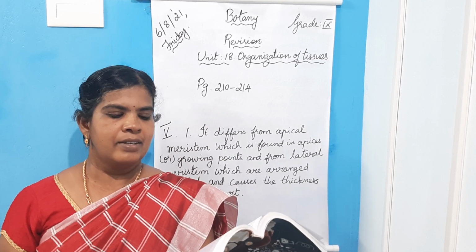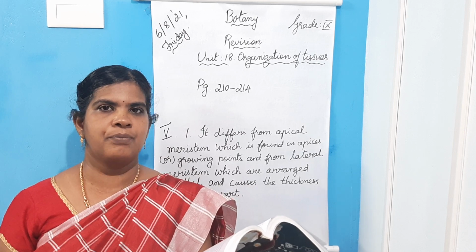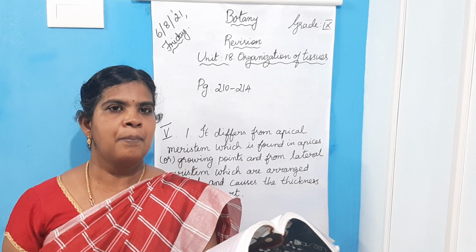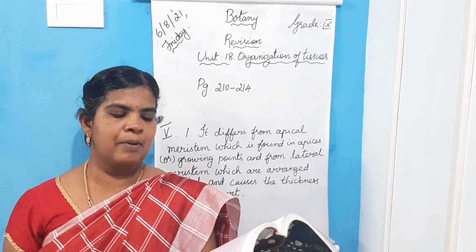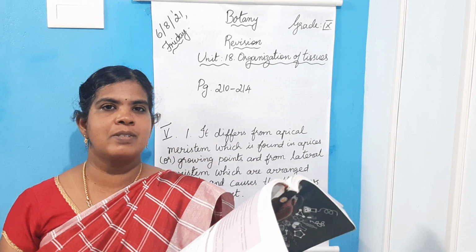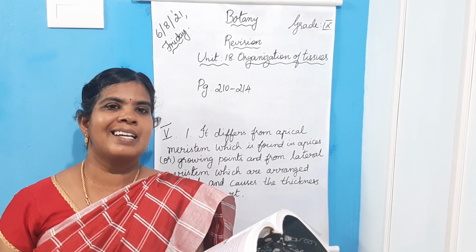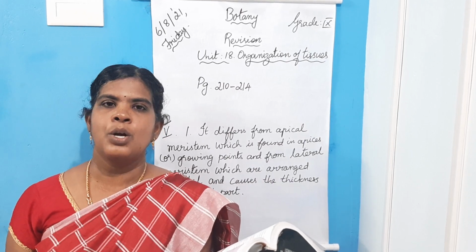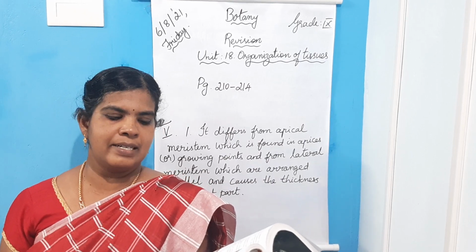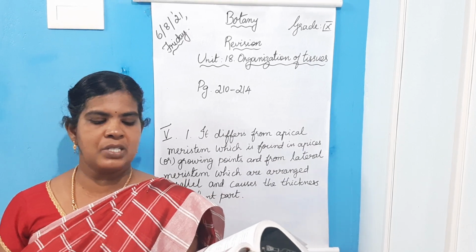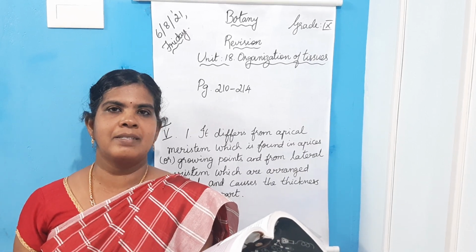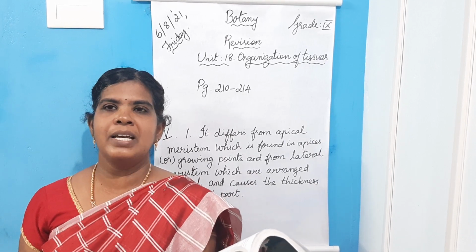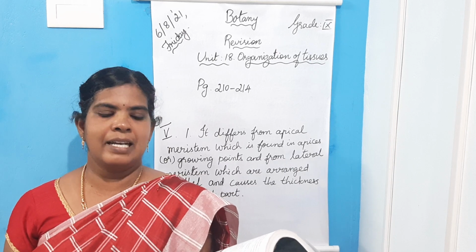Second question. The fibers consist of. Option B, sclerenchyma. You are writing the option also. Then third, companion cells are closely associated with option A, sieve elements.